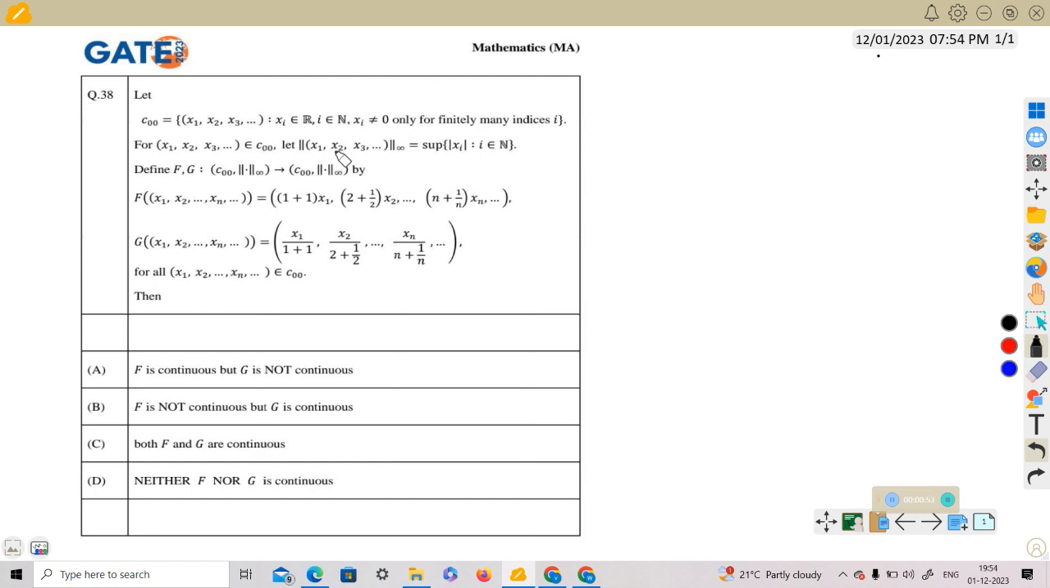And we define a norm on this, the sequence infinity norm, which is also called the sup norm. We just take the supremum of all the absolute values of the elements. Then we define two functions f, g from the same space to the same space. The value of f at any sequence x1, ..., xn is simply that we multiply each term of the sequence by this sequence, and similarly in g we multiply each term by 1 upon this sequence. So the question is to check whether f or g are continuous or not.